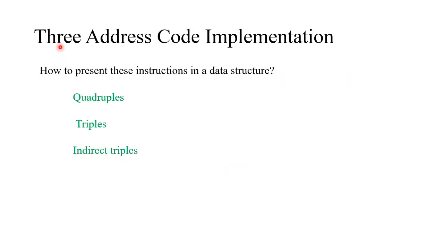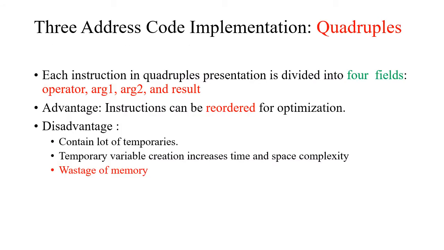Now, the important topic is what are the various ways to implement this three address code. There are three important ways to implement three address code: quadruples, triples, and indirect triples. As the name indicates, quadruple has four fields. So a three address statement can be represented using four fields: operator, argument 1, argument 2, and result.